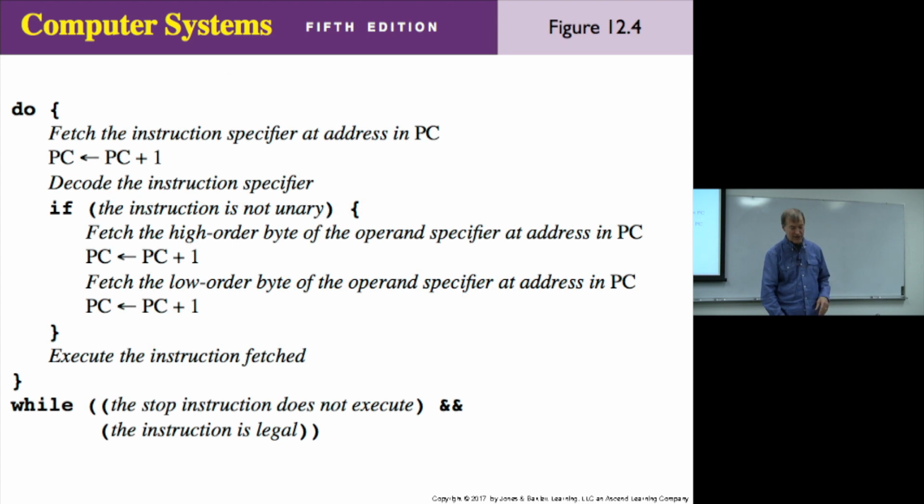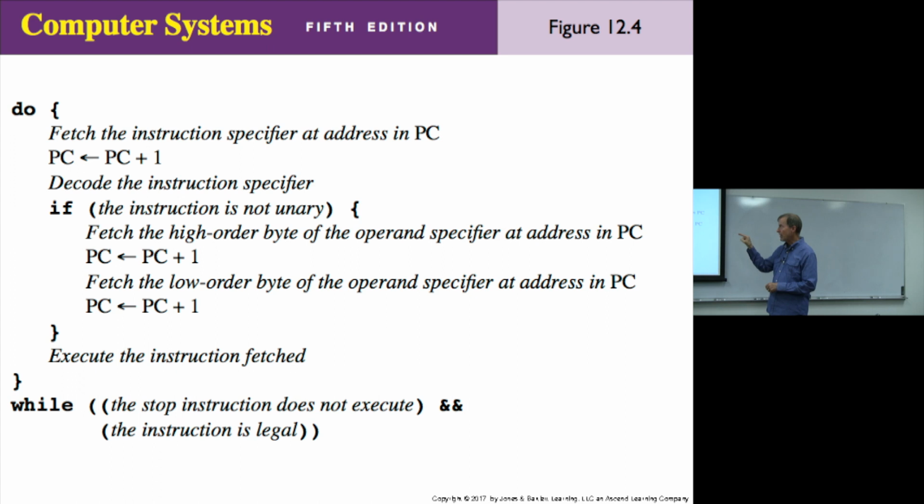Are you with me? So here in figure 12.4 is a more detailed view. These details are hidden at level ISA 3, but now they're visible for us because we're down here at the lowest level. So let's see what we have to do for the von Neumann cycle. First of all, we fetch the instruction specifier at the address in the program counter. Then we increment PC by 1. Okay, PC gets PC plus 1.